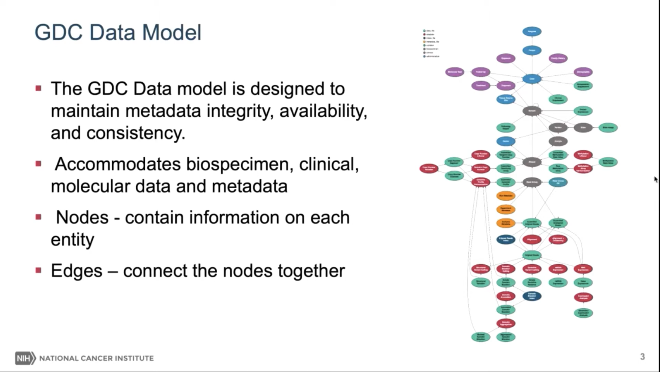The GDC uses a graph model, which is made up of two different aspects. There are nodes, which contain information about each entity. These can usually be represented by something like a JSON formatted file. And then there are edges, which connect the nodes together. As you can see by the way this data model on the right is outlined, different node types can only be associated with other types of nodes. So only certain node types are allowed to be connected to certain node types.